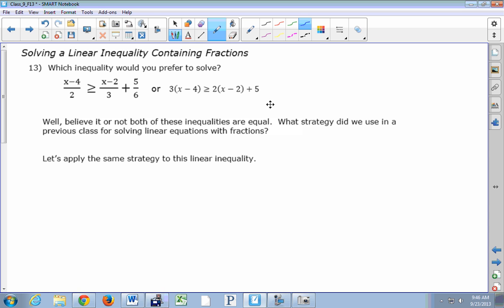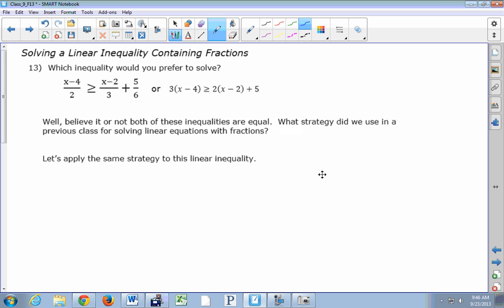Okay. All right, so what happens here? Which inequality would you prefer to solve, folks? The left-hand side or the right-hand side? And this will tell me something about your personality if you say the left-hand side. If I gave you one of these on Friday's test, which one would you prefer to do? The right, right? Or you like the left? You like challenges?